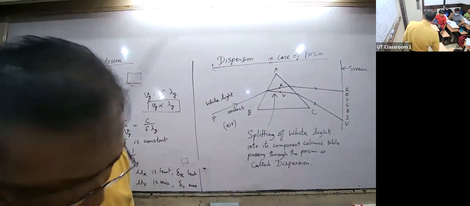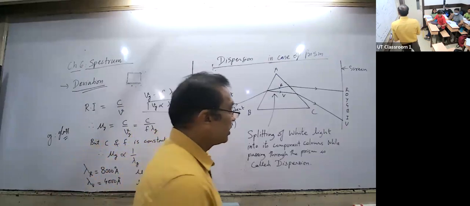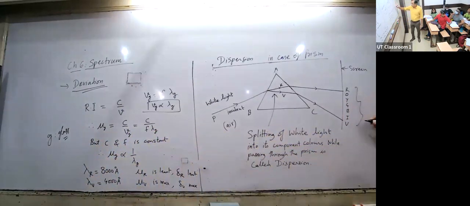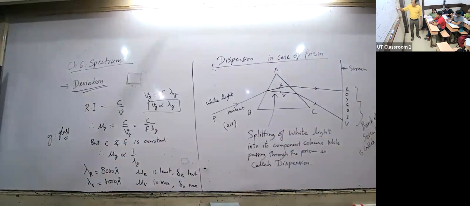What is this? What is going on? What is it? This is a band of colors, a band of 7 colors. It's called the spectrum of white light. So there are different spectrums.